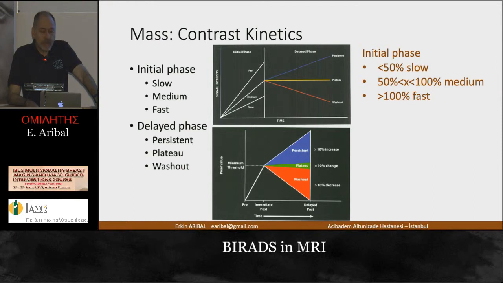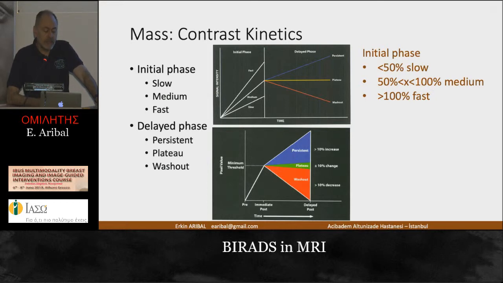Here is the contrast kinetics. As we do a dynamic contrast imaging, then we can look at the kinetics of the contrast enhancement. The initial phase is categorized as slow, medium, and fast. When it is less than 50% of increase, it's slow. If it's between 50 and 100, it's medium. If it's more than 100%, then it is fast. And when you look at the delayed phase, you could just categorize it persistent, plateau, washout.